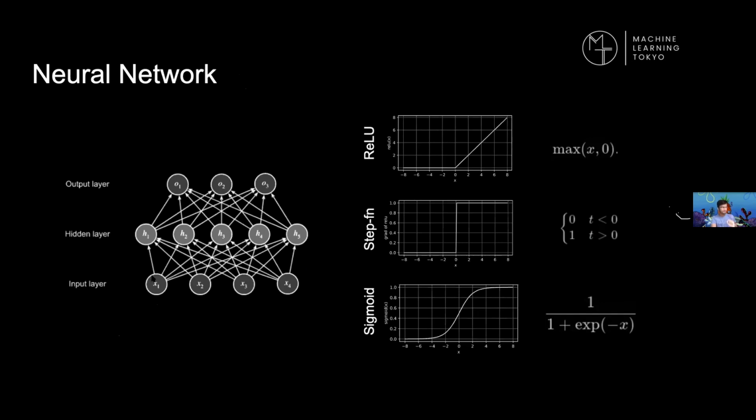And so what you do, instead of just multiplying the x with w and then again multiplying with some other number, you apply this function, which is a nonlinear function. So for example, ReLU, which has this corner in it, or the step function, or the sigmoid. As you can see, all of these are nonlinear functions.